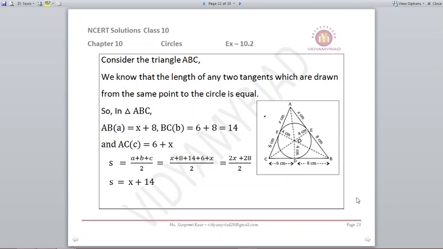Now if we look at triangle ABC, AB is x plus 8, let it be small c. BC, total BC will be small a, that is 6 plus 8, 14. And AC, let it be small b, that is 6 plus x. Okay. Now we will use Heron's formula and find the semi-perimeter, that is a plus b plus c upon 2, which gives me 2x plus 28 upon 2. S comes out to be x plus 14.